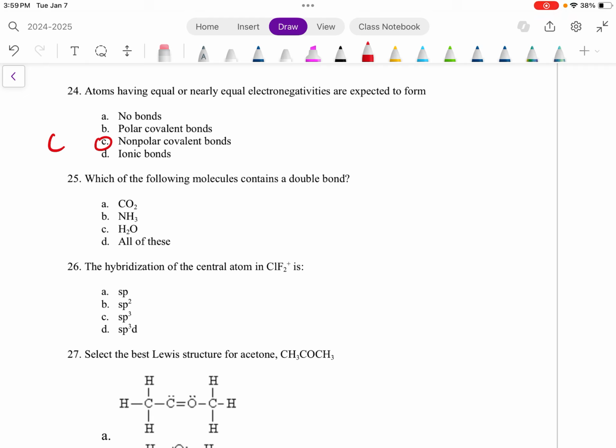Which of the following molecules contains a double bond? You could just sketch these out, if you just kind of know. CO2 definitely has double bonds, so you could just stop right there. NH3 and H2O definitely don't. But if you weren't sure, if you just remember, hydrogen can never form a double bond, and so by default, B and C are not going to be your answer.